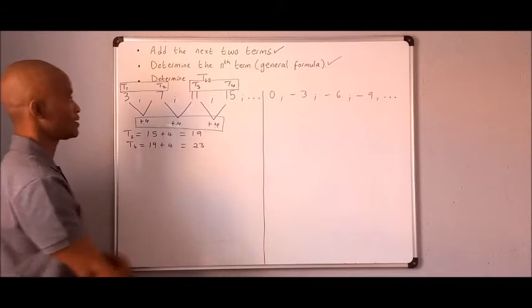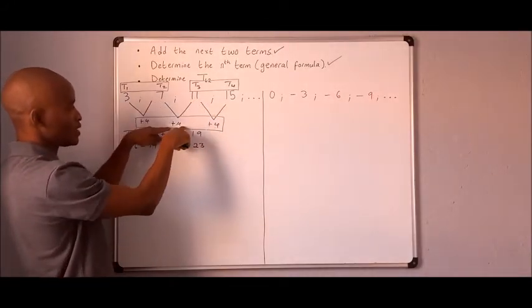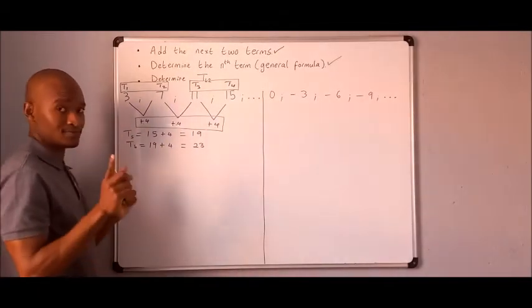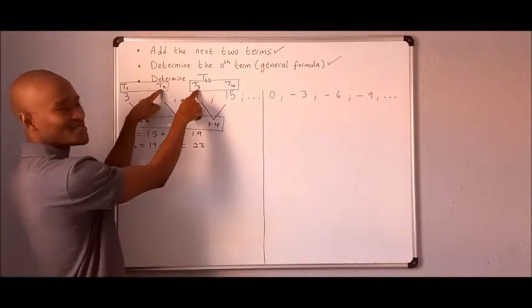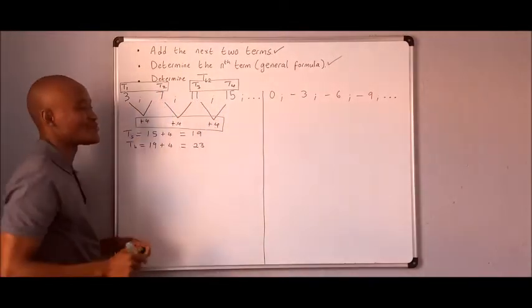You can do it here as well. Sorry, let me say that again. 3 minus 2 is 1, the positions, and 11 minus 7 is 4.